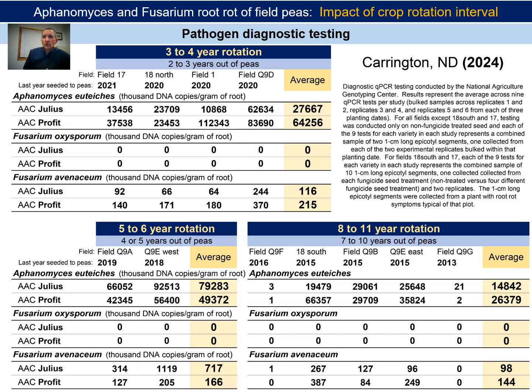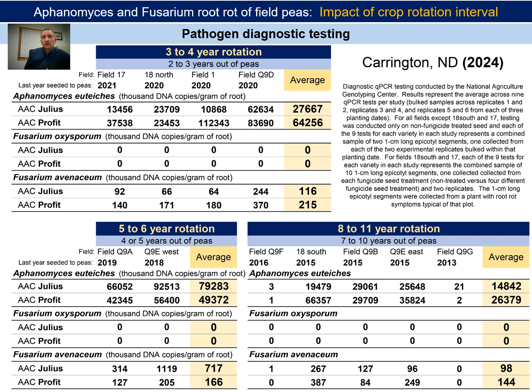All right, so what I'd like to start with are the results from 2024. And the most helpful way to start is to discuss what pathogens were present. We did diagnostic testing through the National Agriculture Genotyping Center. They have a DNA-based test that's very rigorous, and we sent in symptomatic roots, and they conducted the testing for us.